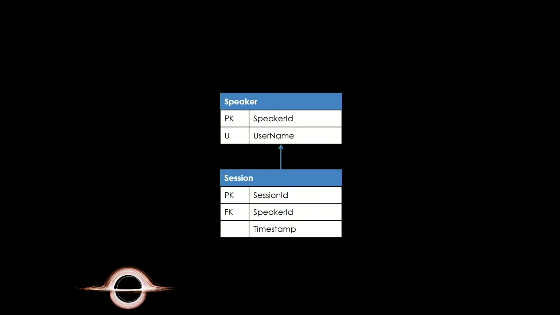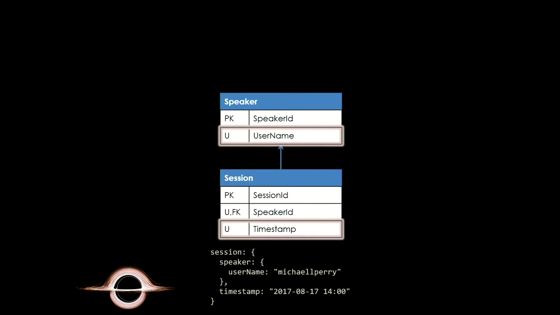So that's how we're going to identify our sessions. And so that means that I can now put uniqueness constraints on that pair of columns. The speaker ID timestamp pair is unique, and that uniquely identifies a session. And that means that my API now can use the timestamp, but not the speaker ID, since that's a surrogate key, but the username. That combination identifies the session, and so a session through the API looks like this. It is the session with the speaker that has the username Michael L. Perry and the timestamp of 2017-18-17.